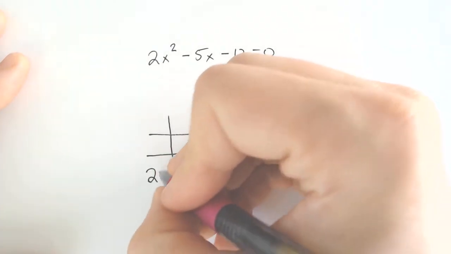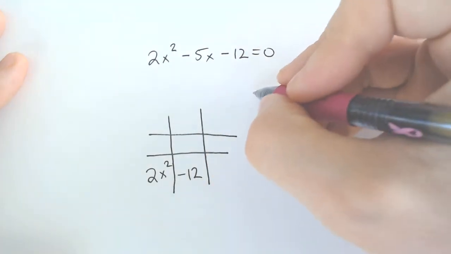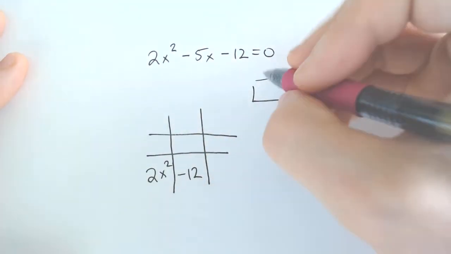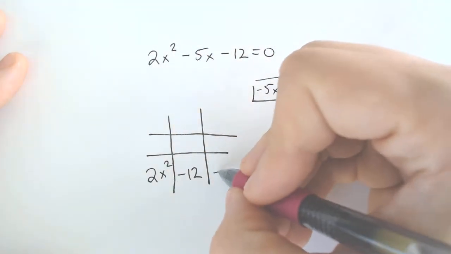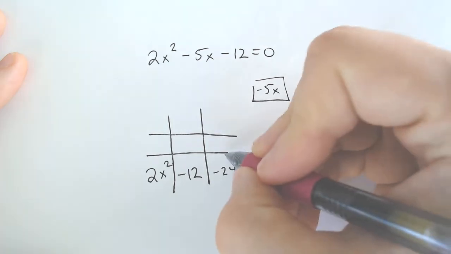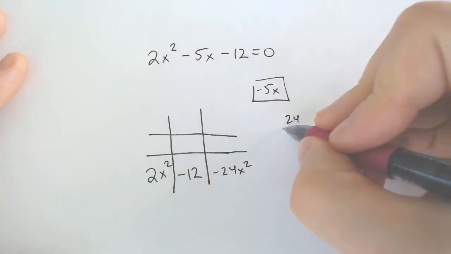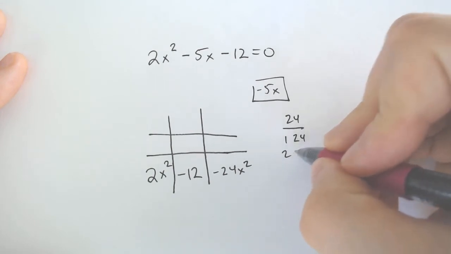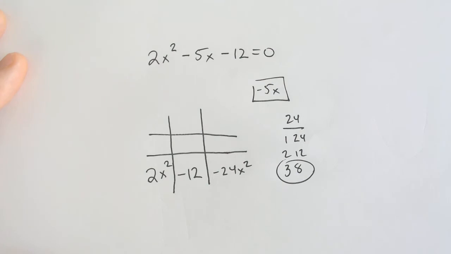Your first term goes here, 2x squared. Your last term goes right next to it, negative 12. And your middle term goes up in the box. Mine's really up in the box right now. Multiply 2 and 12, you get negative 24x squared. What multiplies to 24 but adds to 5? Well, you may not know, so you can list them out. And you can figure out where there it is. It's a 3 and an 8.